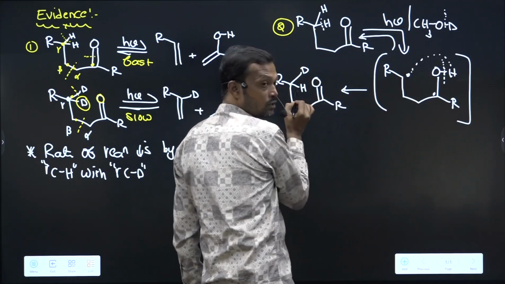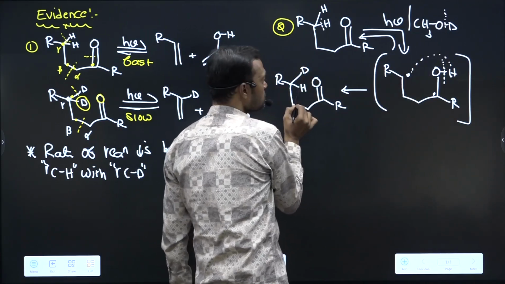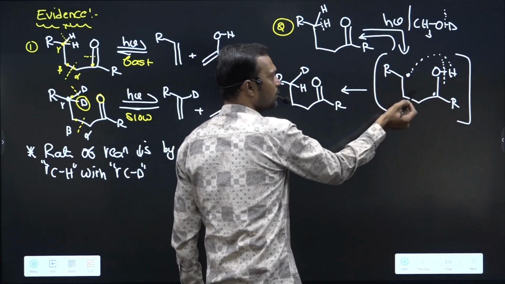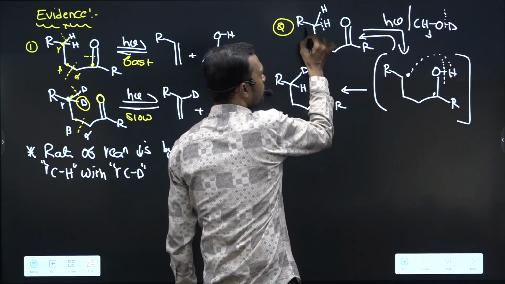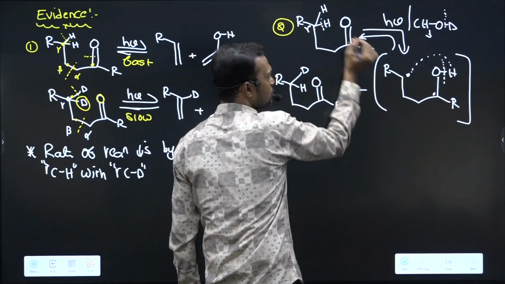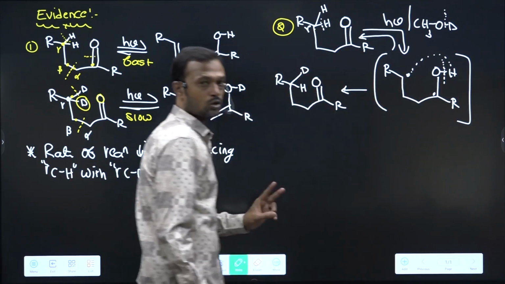At that time, will you get this or not? So the formation of this product indicates that it is a common intermediate. Definitely, hydrogen is migrating from the gamma position to the carbonyl oxygen. You will get this. So, two evidences.